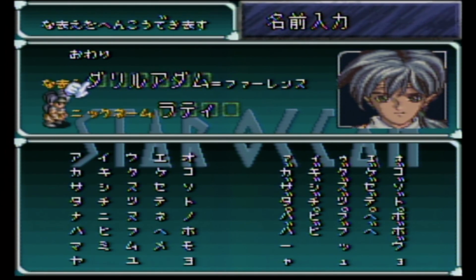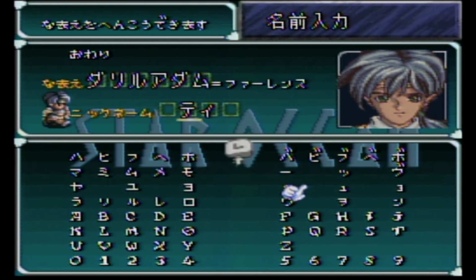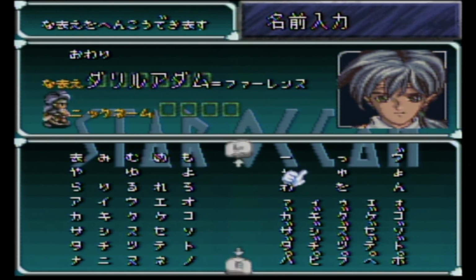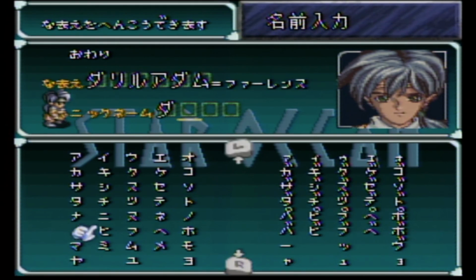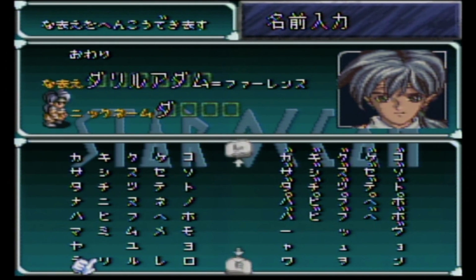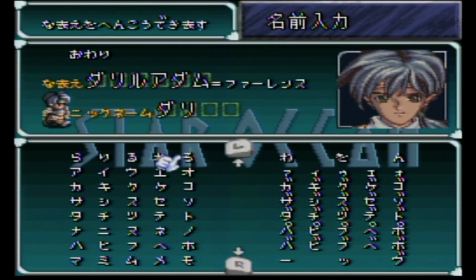Now, the nickname. Obviously, Rati doesn't make any sense anymore, so we'll clear that out. And I'll have a short name that the character will mostly go by, Da, ri, oh, Dario.